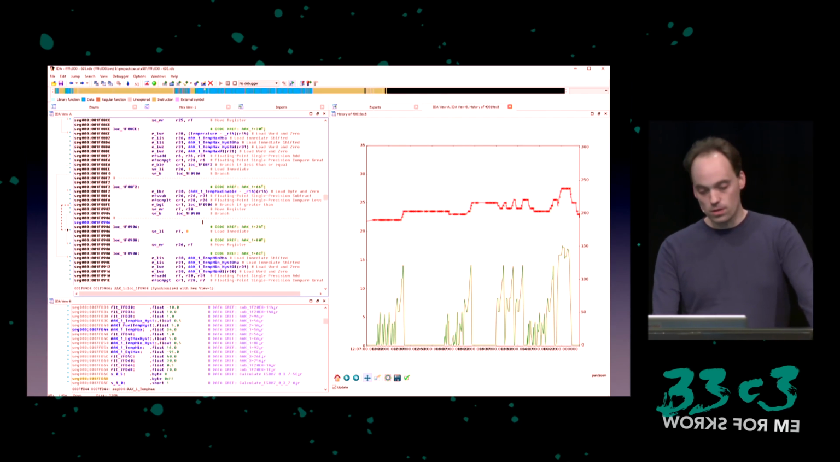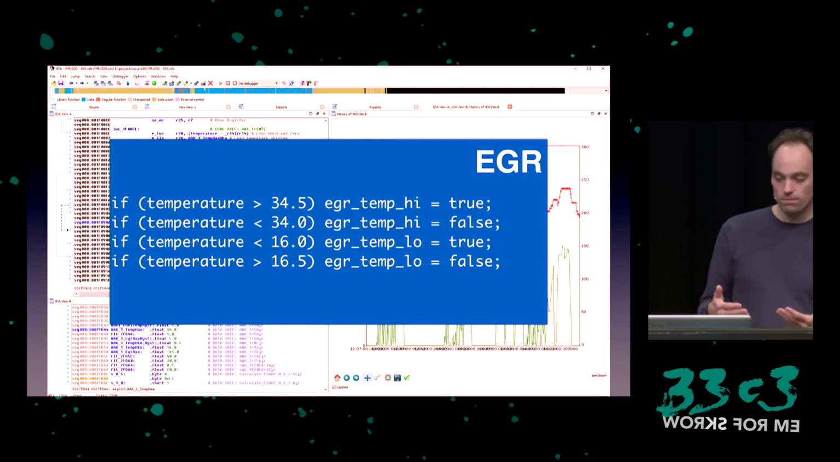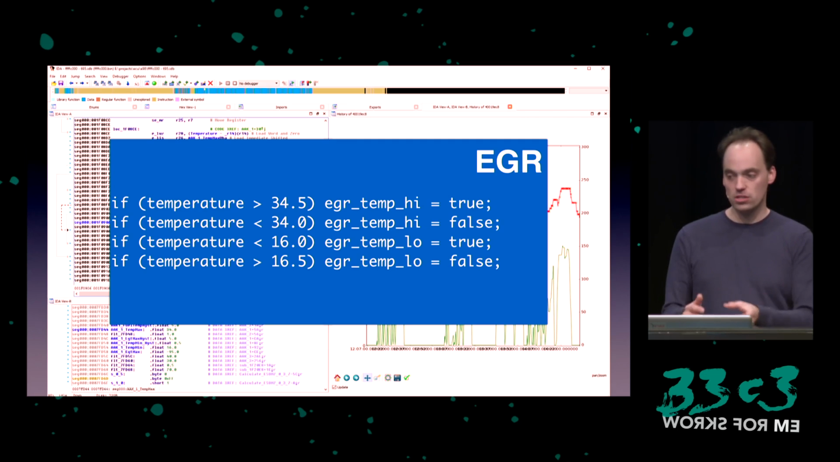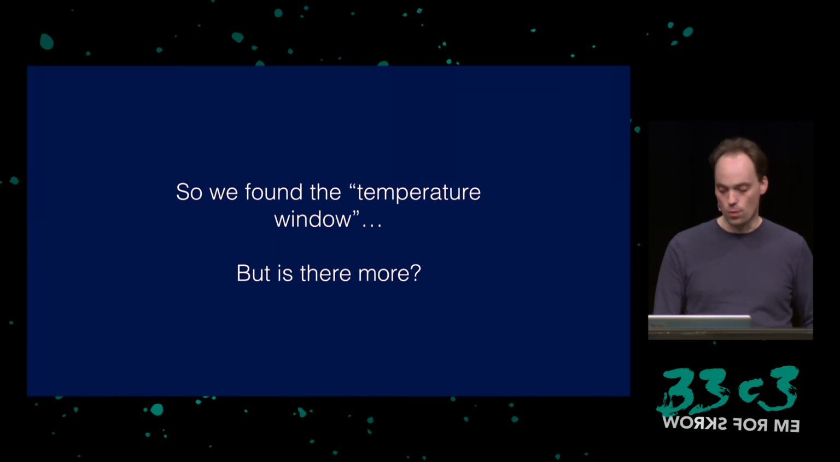I found something similar, however, another temperature check. And as you can see, it's written in a different way. It effectively achieves the same thing, but it's a separate piece of code. And this time it was for the EGR system. So we have these two exhaust treatment or optimization mechanisms, EGR and SCR, and they don't share code. They have their own temperature window. So we found the temperature window, which was known to exist. The question was, is there more?